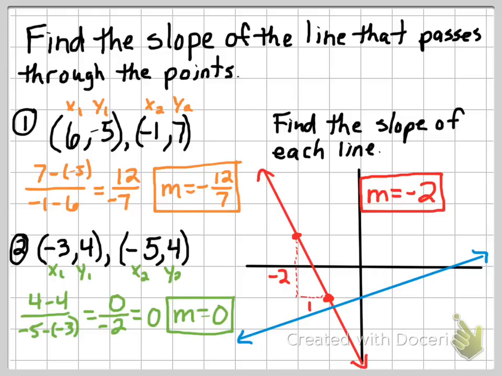And for the blue line, I'm going to use these 2 points here and here. Calculate my rise over run. I went up 1, and I went over 3. So my slope is 1 over 3. And that's how we find the slope of a line, whether you're given 2 points or whether you're given the line.